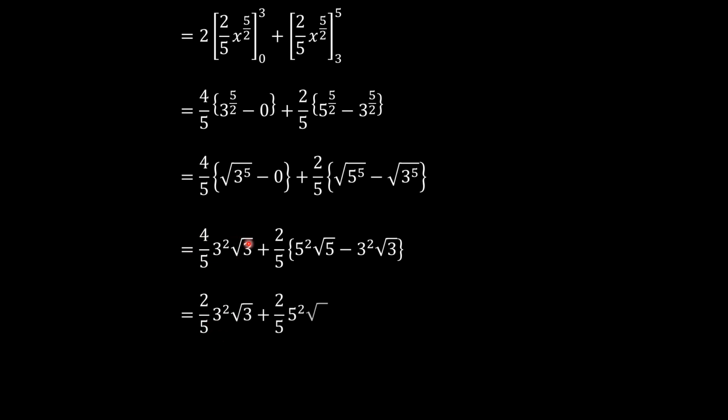because we can have this interact with this, so we essentially have 2 over 5 times 3 squared times the square root of 3, plus 2 over 5 times 5 squared times the square root of 5. And so 9 times 2 is 18 over 5 times the square root of 3, plus 5 squared divided by 5, we remain with 5 times 2 is 10 times the square root of 5.